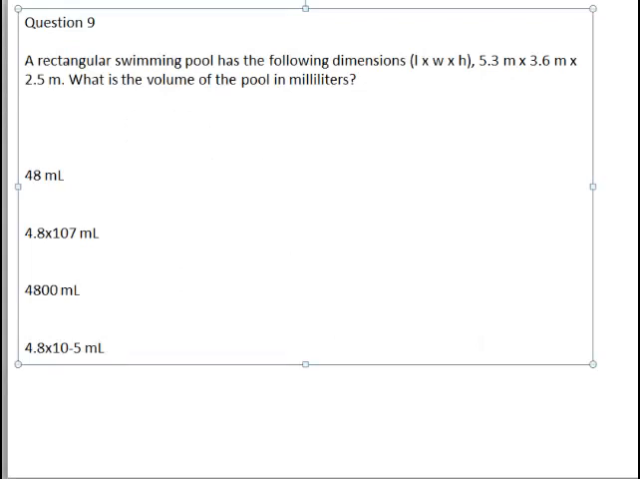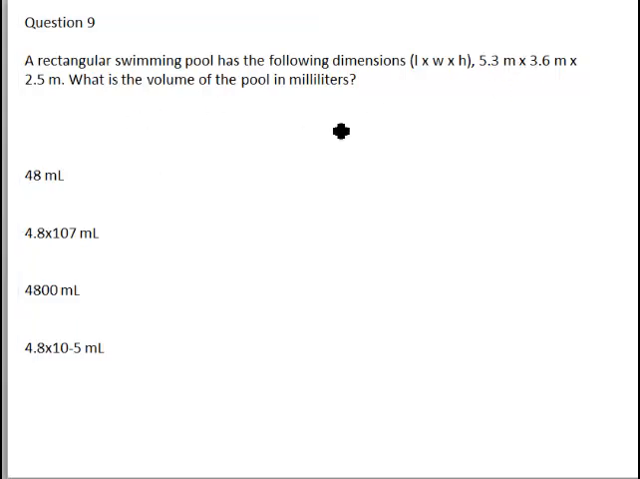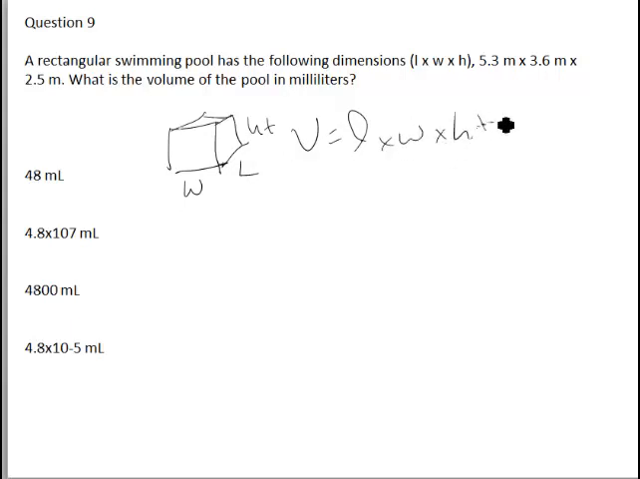So here is question 9 from the first grade homework. And it is going to be another unit problem. So we have this rectangular pool. And that just simply means there's a, I don't know, we'll call that a length. So a length, a width, and a height. And to get the volume is length times the width times the height.